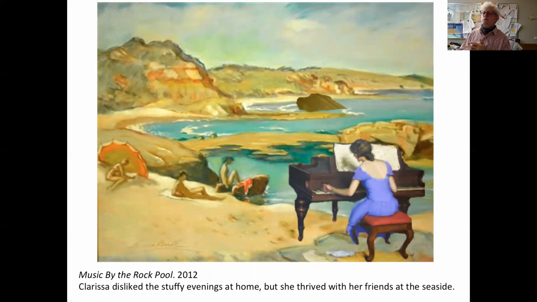And so I've called it Music by the Rock Pool, because from the music room, and put the little subtitle, Clarissa disliked the stuffy evenings at home, but she thrived with her friends at the seaside. And I love the fact that Norma Bull's come back. She's seen the Australian colours on the beach, and she's doing these paintings of this nude beach around Sydney.